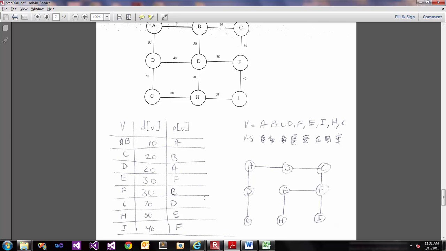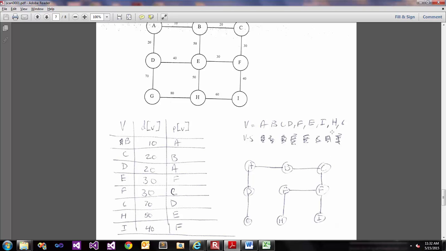We go through our table and find the next smallest value, which happens to be 40 for I. So we move I from VS to V, and we look at its additional link, which is 60 to H, which is greater than our current 50. So we don't do anything, and we're done with I. We next find our next smallest value, which happens to be H of 50 here.